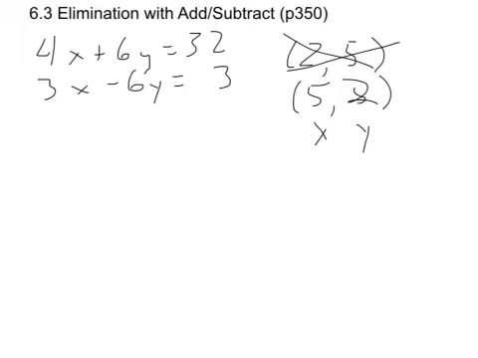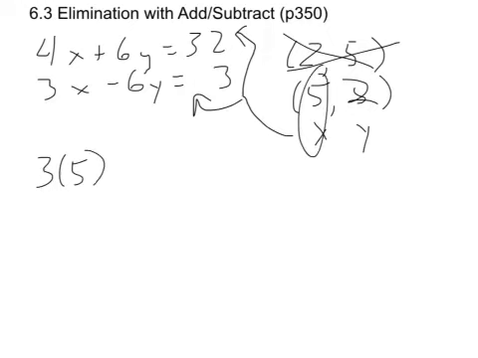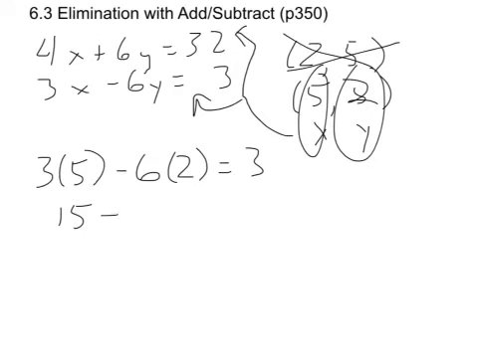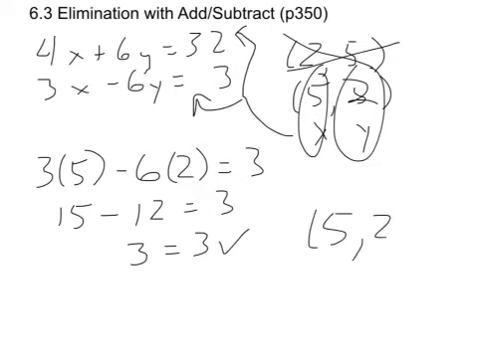So I'm going to plug in. Now, I actually found my y value by plugging into the first equation, so I'm going to plug into the second equation. 3 times my x is 5, so 3 times 5, minus 6 times my y is 2, equals 3. That gives me 15 minus 6 times 2 is 12, equals 3, and I get 3 equals 3. This checks out. I could go and plug into the first equation the exact same way, but I don't need to. I know that this checks out, and this is the correct answer. The correct answer is 5, 2. That is the only point where these two equations meet.